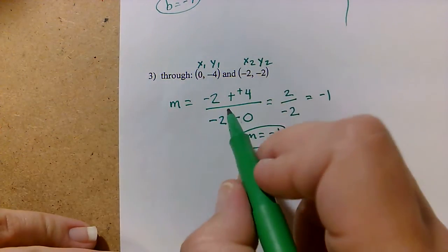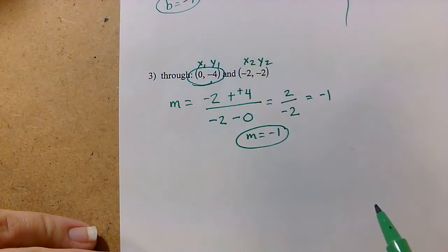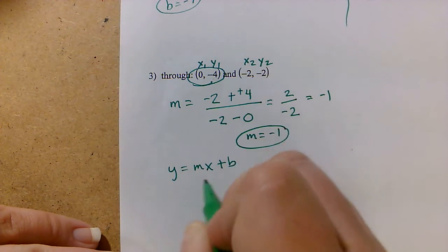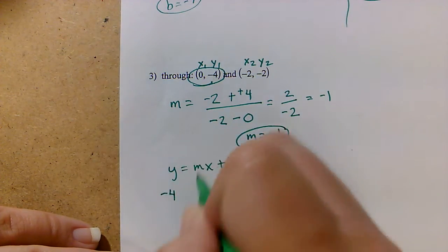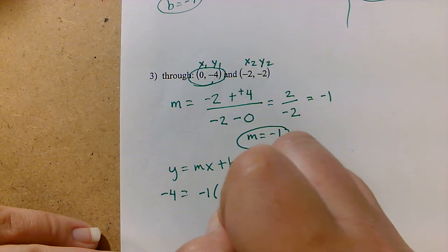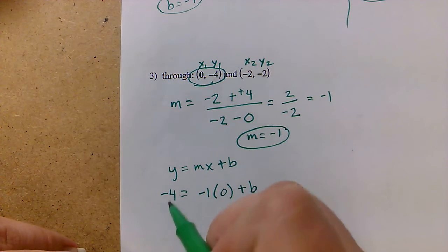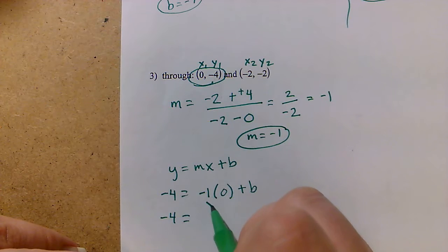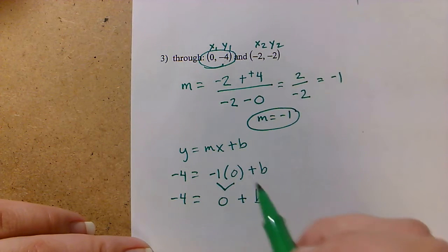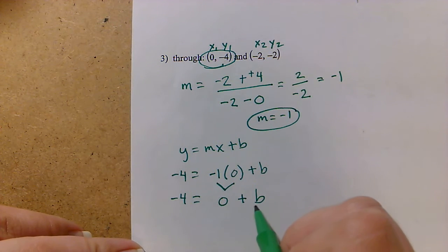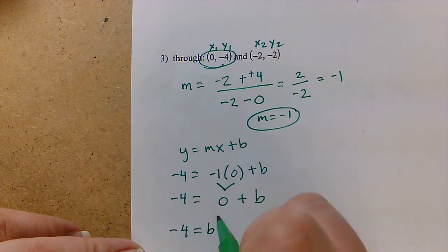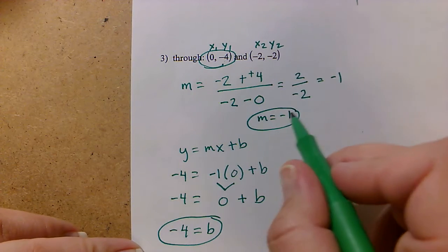Now to find my y-intercept, I'm going to choose this first one. It has a 0 in it. Might make it a little bit easier here. y equals mx plus b. I'm going to substitute my y in for negative 4 equals m, which was negative 1, times my x, which is 0, plus b. So I'm going to do negative 4 equals, then I'm going to multiply these. Negative 1 times 0 is 0, plus b. This is going to make this very simple. I don't actually have to get rid of this 0 because there's nothing to do with it. b plus 0 is just b, so negative 4 equals b. So my b value is negative 4, my m value is negative 1.